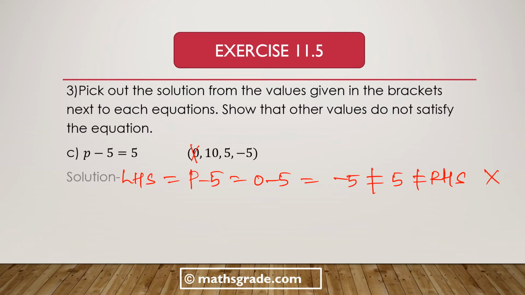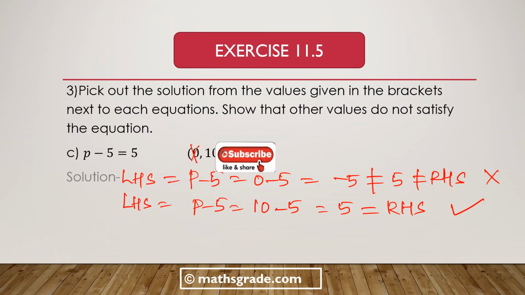Now we have to substitute the variable p is 10 in the left hand side of the equation, and the left hand side is p minus 5. Substitute the value p equal to 10. Now it becomes 10 minus 5. 10 minus 5 is 5, which is equal to the right hand side. And this is satisfied. P equal to 10 is satisfied for the equation p minus 5 equal to 5. So p equal to 10 is the solution for the given equation.